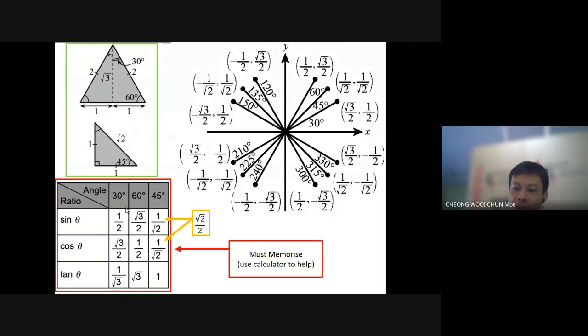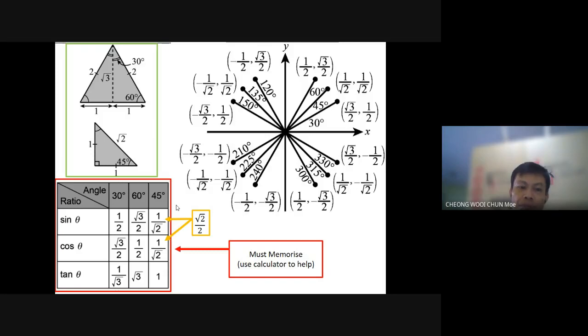Tangent is also the same. Tangent 0, you'll get 0. Tangent 90, you get math error. What does math error mean? It means infinity. The value will be very, very big. Because in the graph, when it is tangent 90, the graph doesn't touch the 90 degree at all. It's either going up or going down, so it's infinity. That's why you get math error. So they won't ask you for tangent 90. Tangent 180, you will get 0.